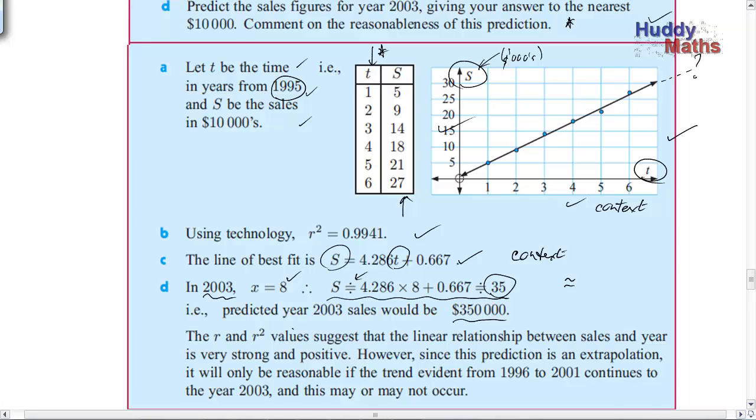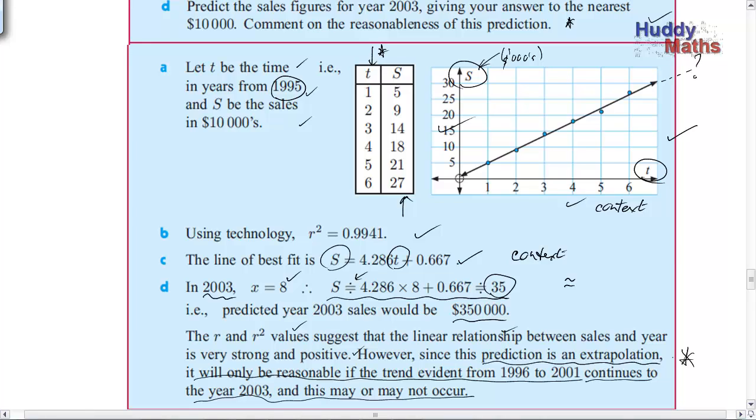Okay, so the R squared value suggests a linear relationship is very strong and positive. However, since this prediction is an extrapolation, it will only be reasonable if the trend evident from 1996 to 2001 continues to the year 2003, and this may or may not occur. That's a very, very good statement.